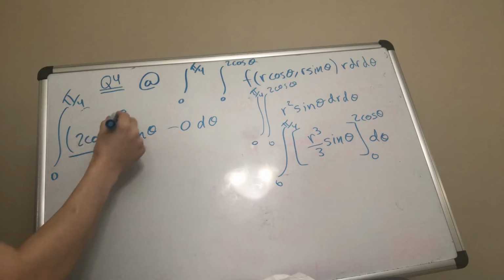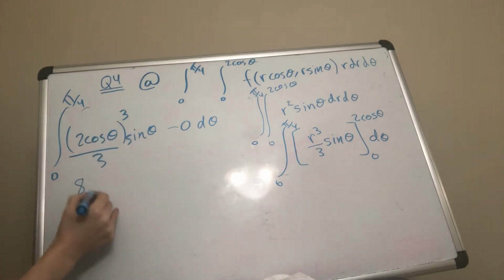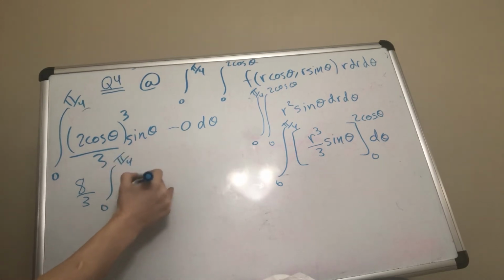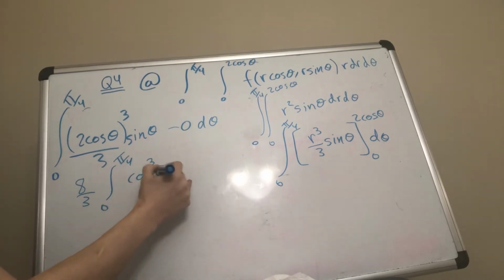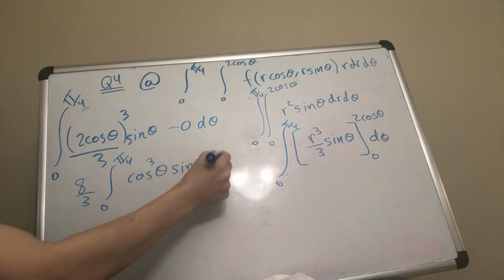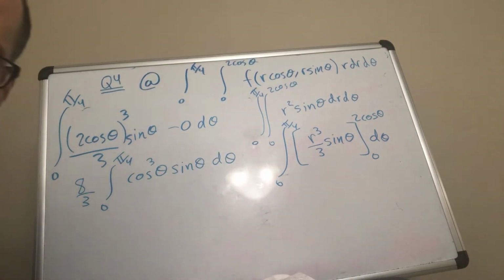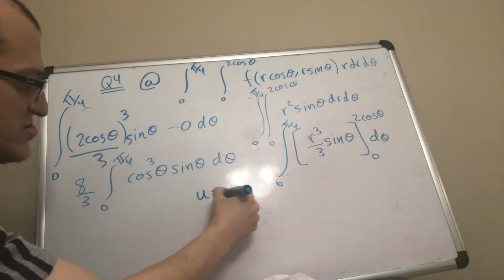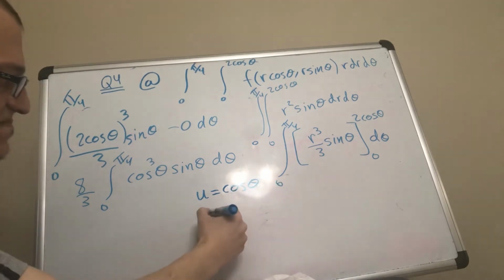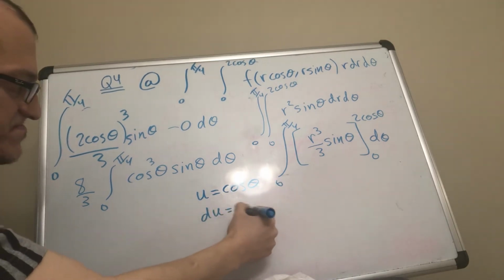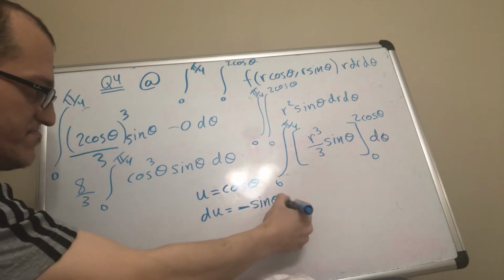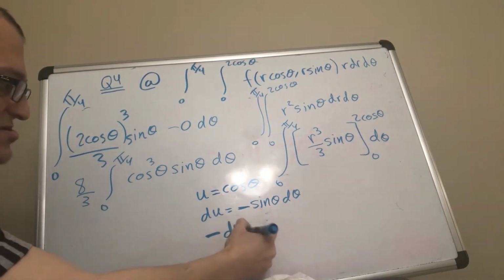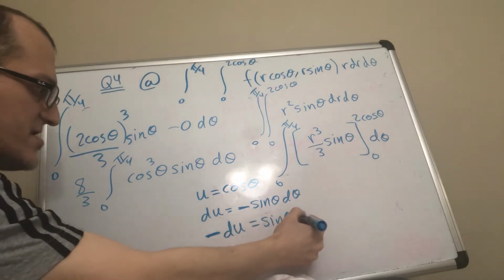So the 2 cubed is 8, so the constant is 8 over 3. And we have cosine cubed theta sine theta d theta. This is done by u substitution. u is cosine theta, and du is minus sine theta d theta. Get rid of the number. Minus du is sine theta d theta.